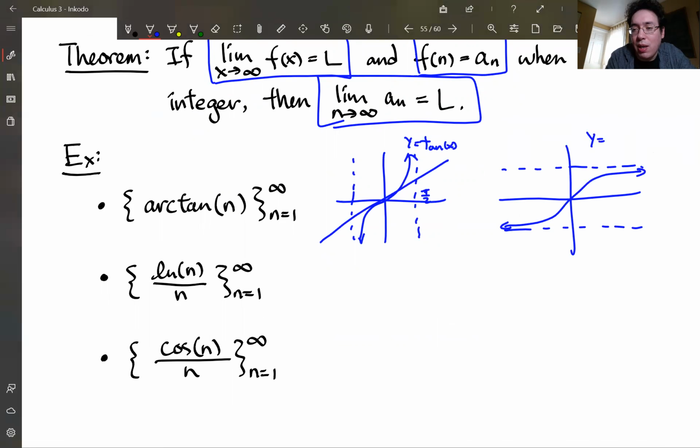And this is what arctan looks like. Because the tangent has a vertical asymptote at x equals pi over 2, that means that the graph of arctan has a horizontal asymptote at y equals pi over 2. So this function has a limit as you go to the right at pi over 2. So the limit as n goes to infinity of arctan n is going to be pi over 2.